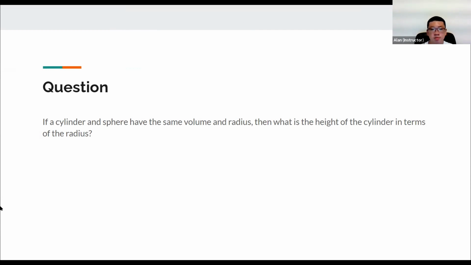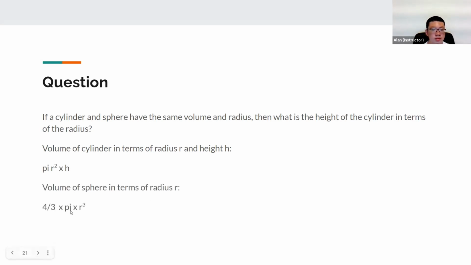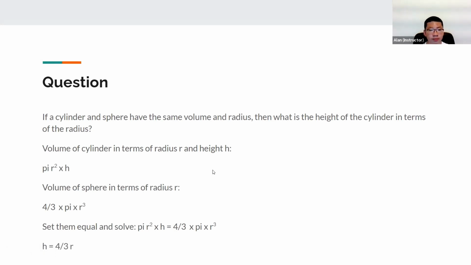Alright, so I see that some of you have gotten the answer, so now I'm going to go over it. So, you set the volume of the cylinder in terms of the radius r and the height h. It's going to be pi r squared times h. And the volume of a sphere in terms of the radius r is going to be 4/3 times pi times r cubed. So you set them equal to each other and solve. You divide both sides by pi and also r squared to get that h equals 4/3 r. And that's the answer.